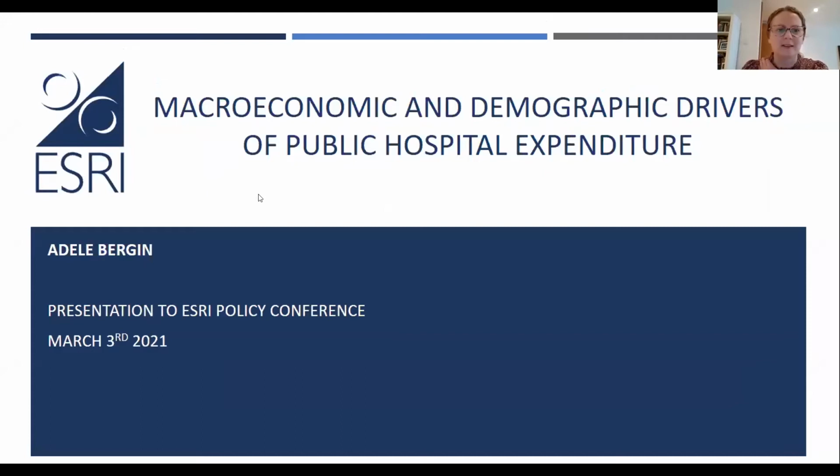I'm going to discuss some macroeconomic and demographic drivers of public hospital expenditure. Essentially in this work, what we're doing is we're going to use outputs from the Institute's demographic and macro models as inputs into our healthcare model, Hippocrates. So we're kind of trying to link various models in the Institute together.